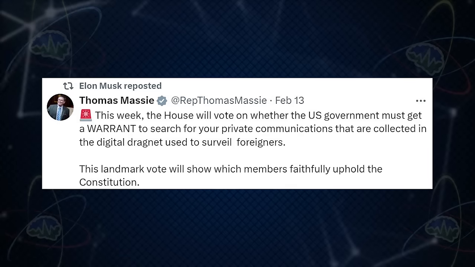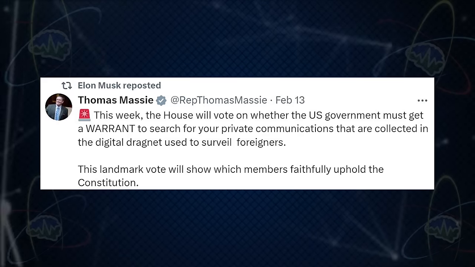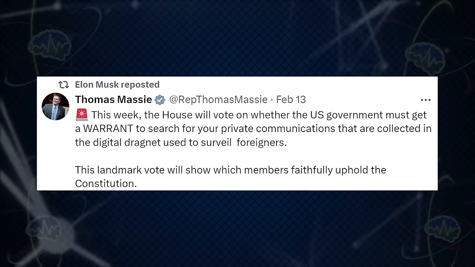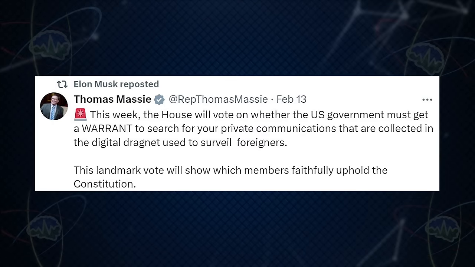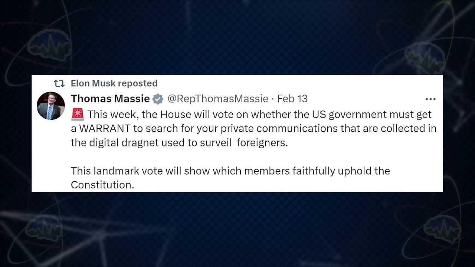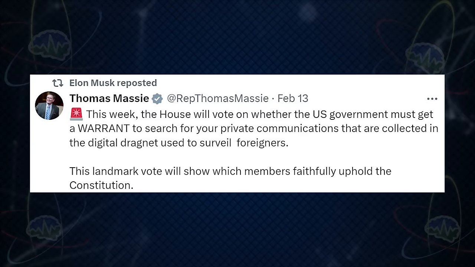Huh. That must be fake. That's a fake picture. Congressman Thomas Massie says this week the House will vote on whether the U.S. government must get a warrant to search for your private communications that are collected in the digital dragnet used to surveil foreigners. This landmark vote will show which members faithfully uphold the Constitution. And Elon reposted that because it's pretty big.